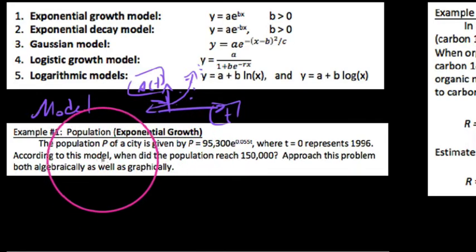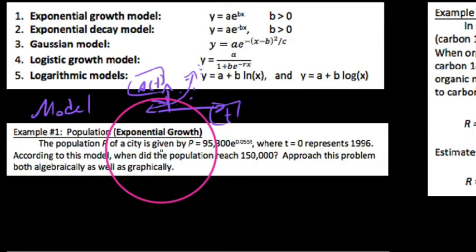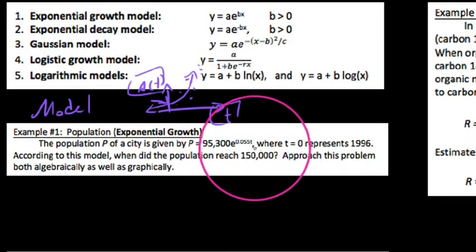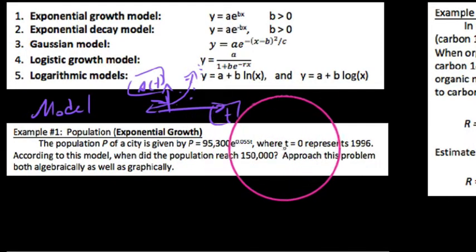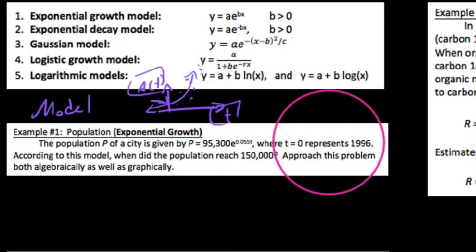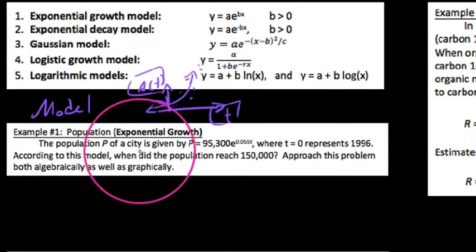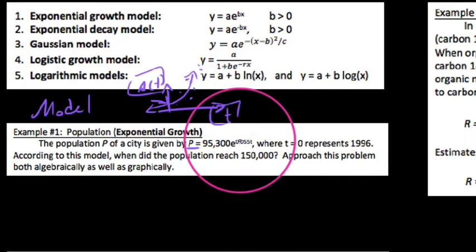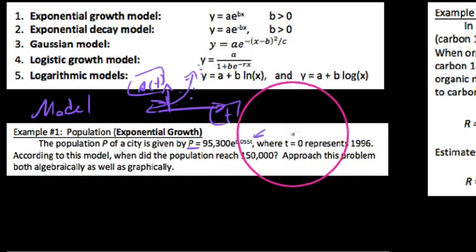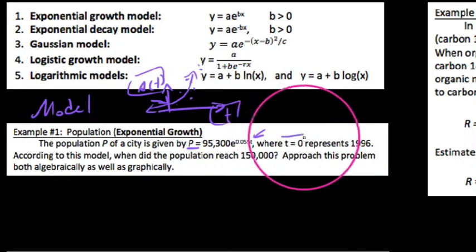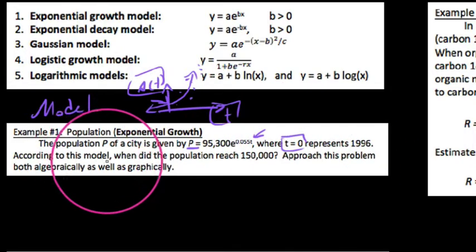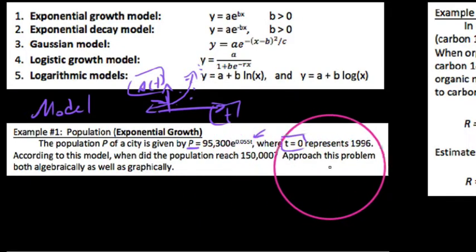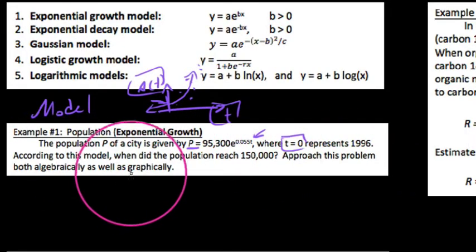I'm going to work through them pretty quickly, but it says the population P of a city is given by P equals 95,300 e to the power of 0.055t, where t equals 0 represents 1996. So we're modeling a population here. It approximately follows this model where P is the population and t is the number of years after 1996. So we're saying at t = 0 we just started this experiment. According to this model, when did the population reach 150,000? I want to approach this both algebraically as well as graphically.